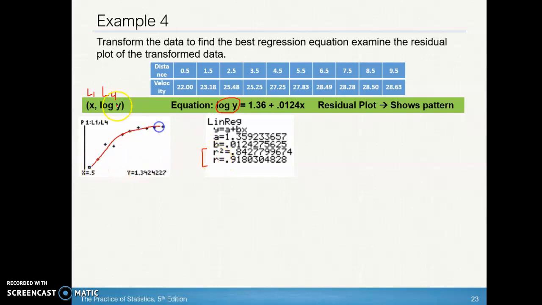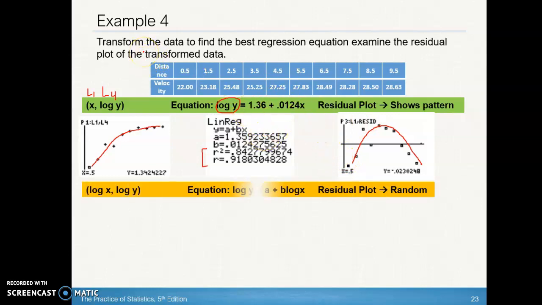Notice my graph is still kind of curved, and then take a look at my residual plot. It still shows a pattern. So this is basically all going to tell me that this is not going to transform this data in order to make it linear. Let's take a look at the next one.